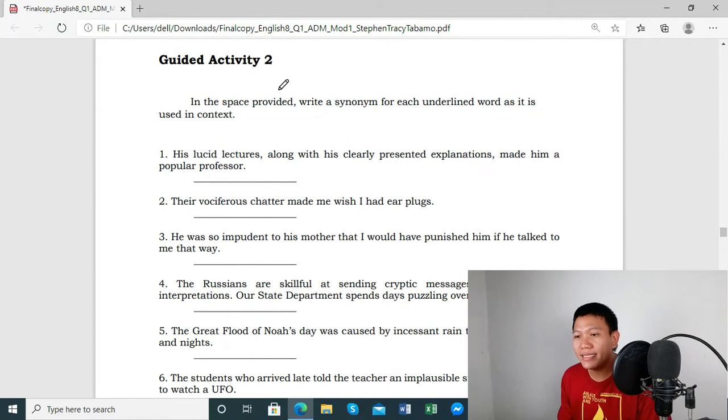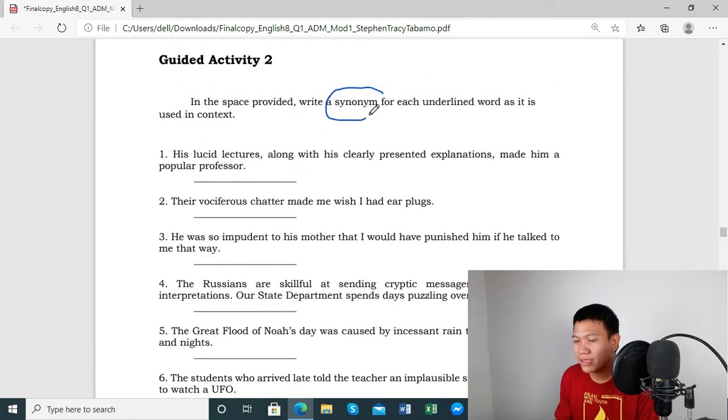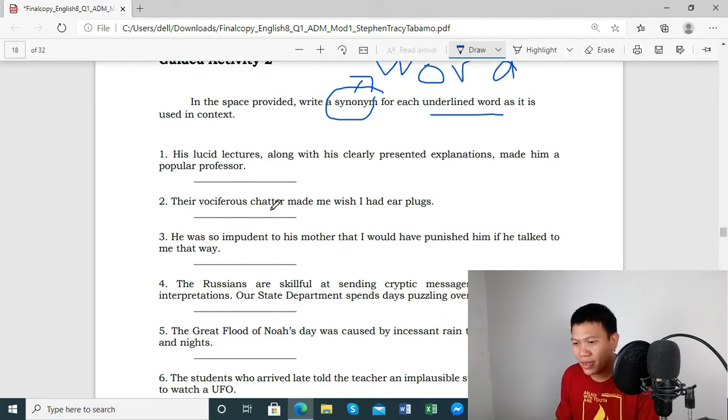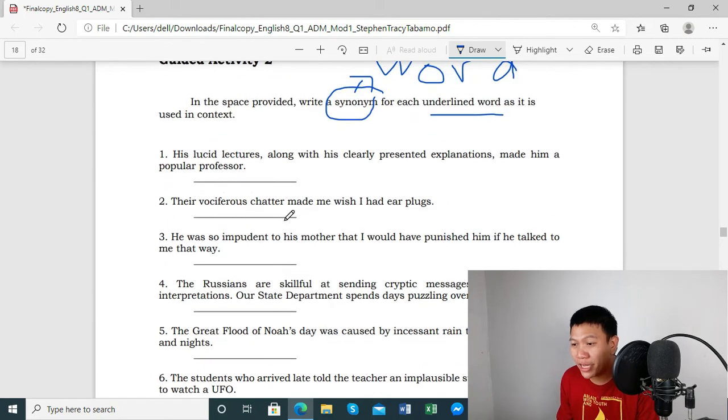Next ay guided activity number 2. In the space provided, write a synonym for each underlined word as it is used in context. Okay. So sabi niya, identify mo yung synonym. So pag sinabi natin synonym, another word which has the same meaning with the underlined word. At least binasa ko siya, so makikita natin na meron siyang problema. So hindi naka-underline yung words, so I will help you do it. For number 1, his lucid lectures along with his clearly presented explanations made him a popular professor.